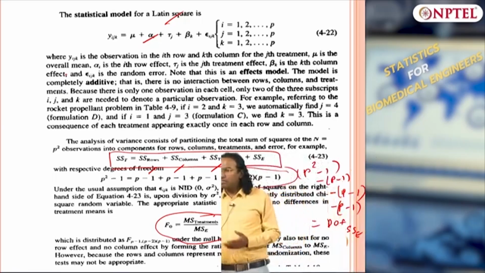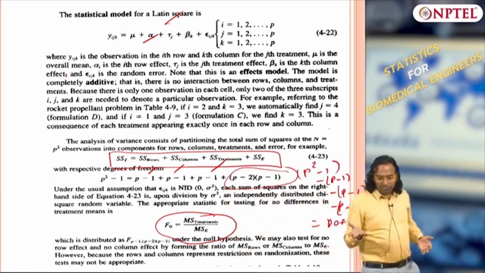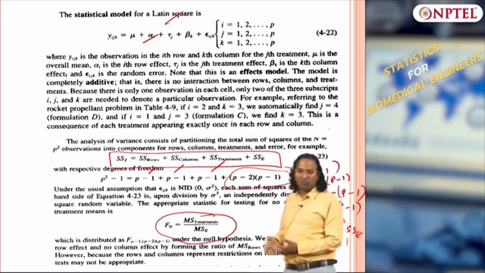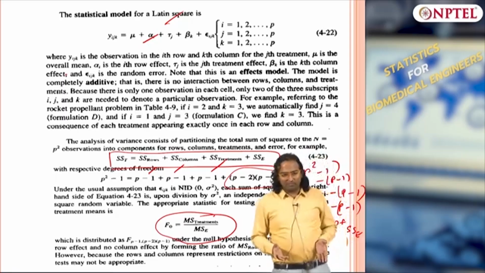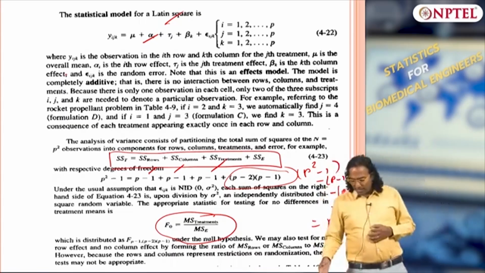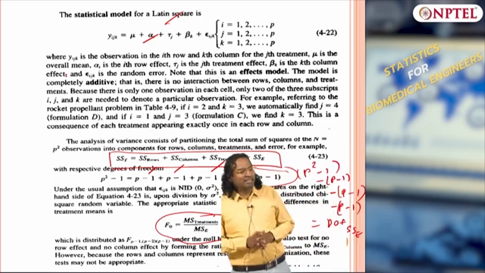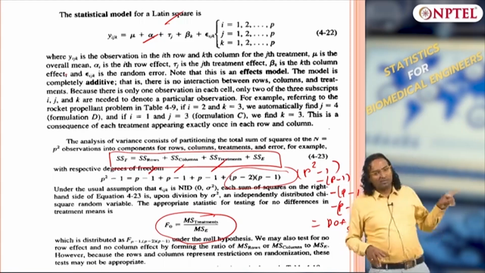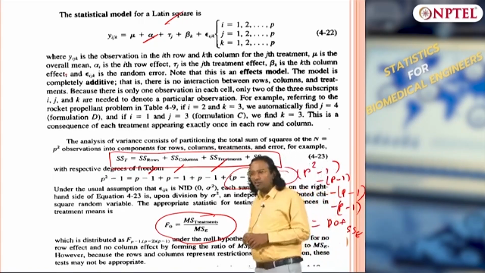Total degrees of freedom is p squared minus 1, and what do I have for rows? It is p minus 1, columns p minus 1, treatments p minus 1. So p squared minus 1 minus (p minus 1) minus (p minus 1) minus (p minus 1) should give you the sum squared error degrees of freedom. This you can calculate. That is nothing but p minus 2 into p minus 1. So that is the degrees of freedom for error. Now notice this will be lower than what? Your RCBD. This is definitely lower than your RCBD.